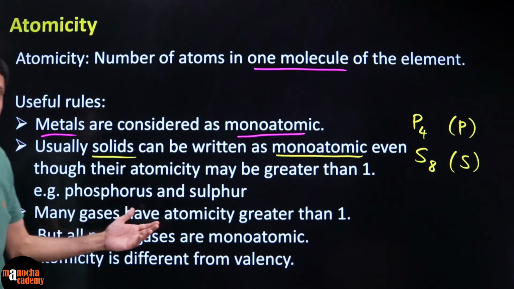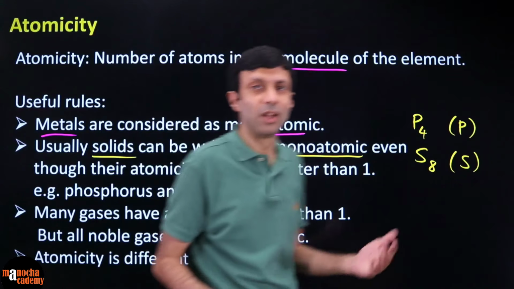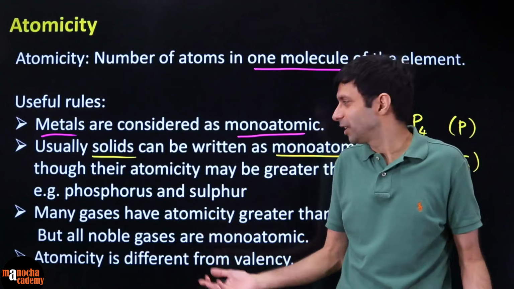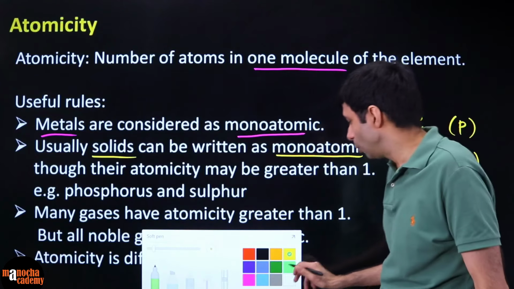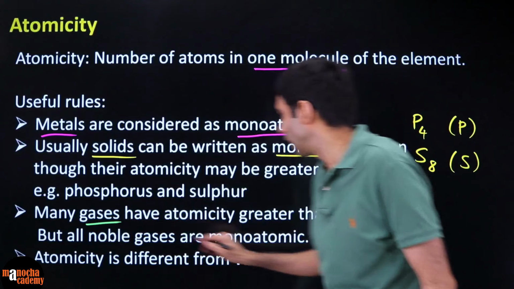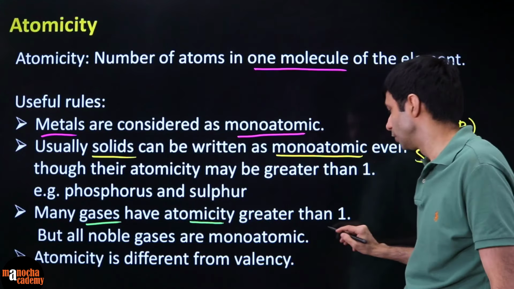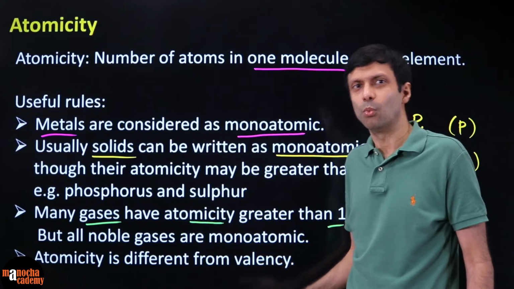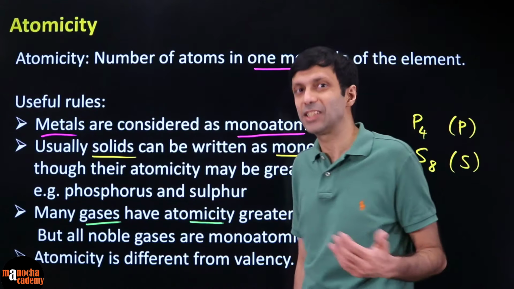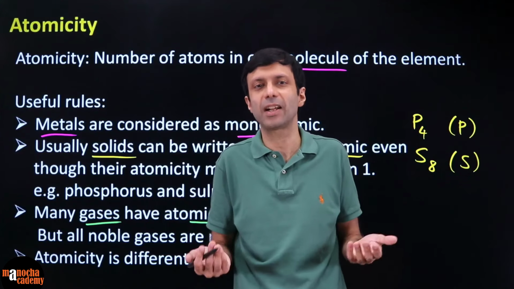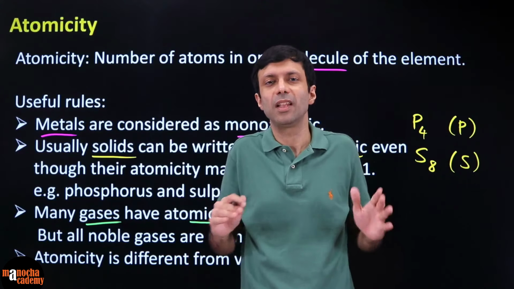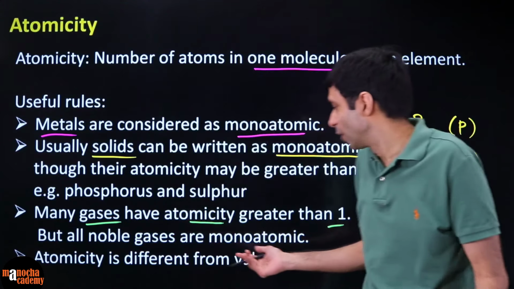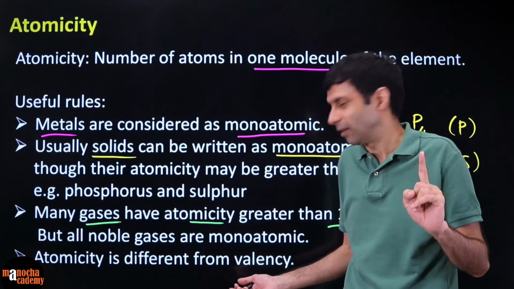Many gases have atomicity greater than 1, as we saw there. You guys observed oxygen, hydrogen, nitrogen, chlorine, ozone, these are all gases. So gases, they tend to have atomicity greater than 1, and we must clearly write that in the equations. But all noble gases are monoatomic. Why? If you guys know, noble gases or inert gases are highly unreactive elements. They are so stable that they don't even want to combine with themselves. So they are all monoatomic. Monoatomic means atomicity is 1.